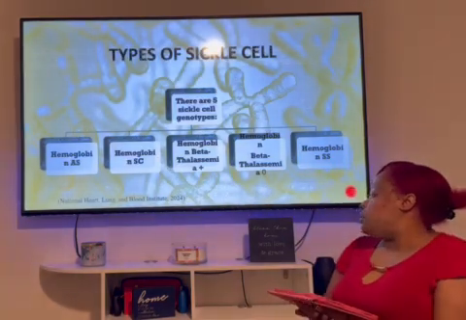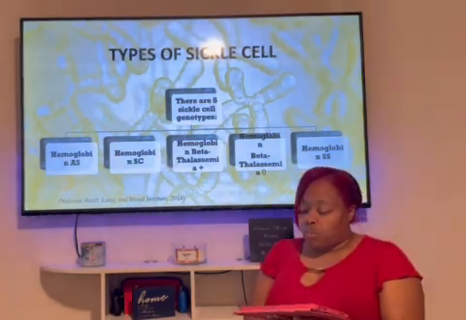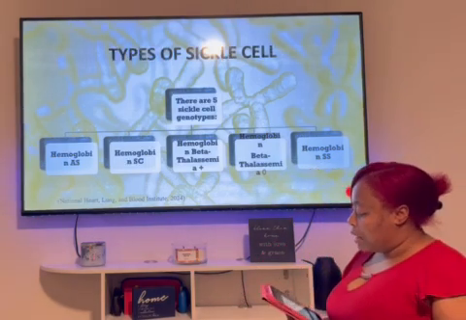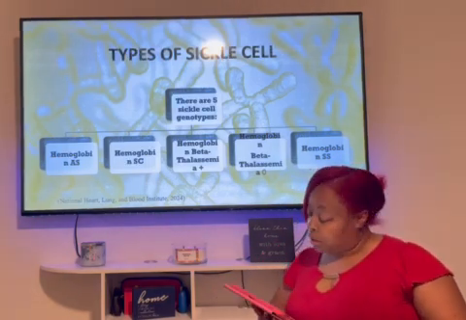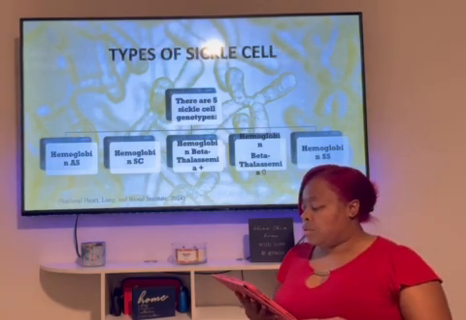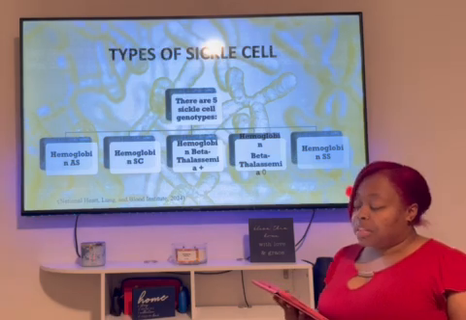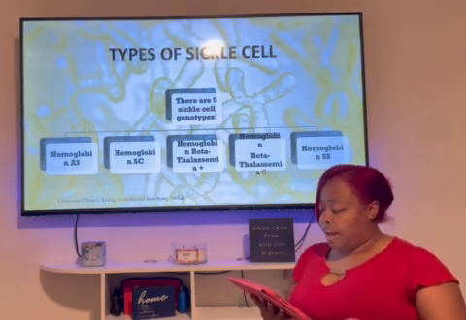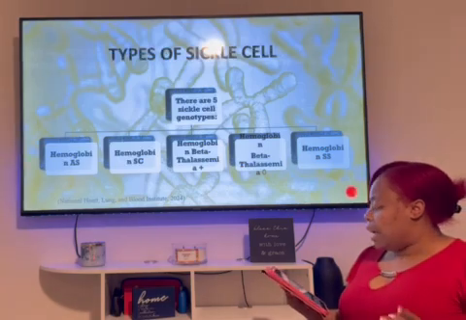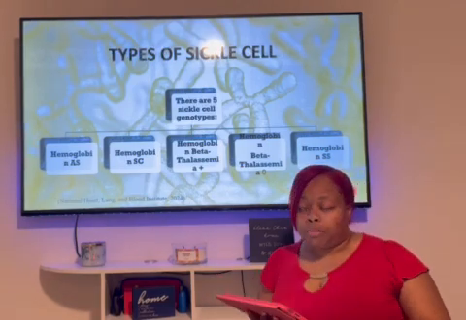Hemoglobin beta thalassemia plus has 1 allele for hemoglobin S and 1 allele for the form of beta thalassemia plus that has some parts of a normal hemoglobin. This genotype is less severe compared to hemoglobin SS, but people with this genotype can still experience some pain crises and anemia. The severity is based on the amount of normal hemoglobin present.